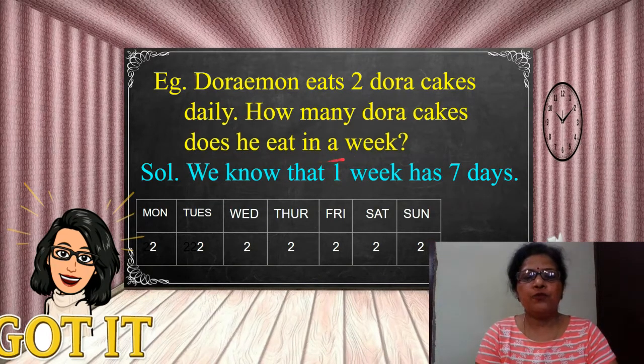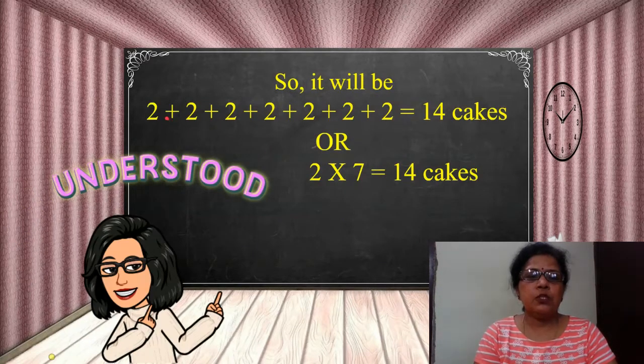Students, here we have to find out the total number of Dora cakes eaten by Doraemon in a week. Students, how can we calculate it? We all know that one week has 7 days. So either we can calculate by adding the number of Dora cakes eaten per day, like 2 of Monday plus 2 of Tuesday plus 2 of Wednesday plus 2 of Thursday plus 2 of Friday plus 2 of Saturday plus 2 of Sunday. This way we get 2 plus 2, 4.